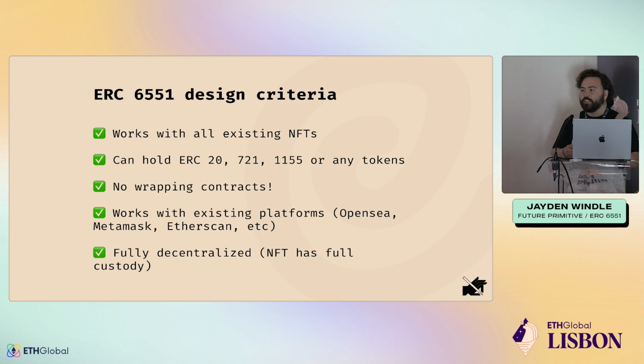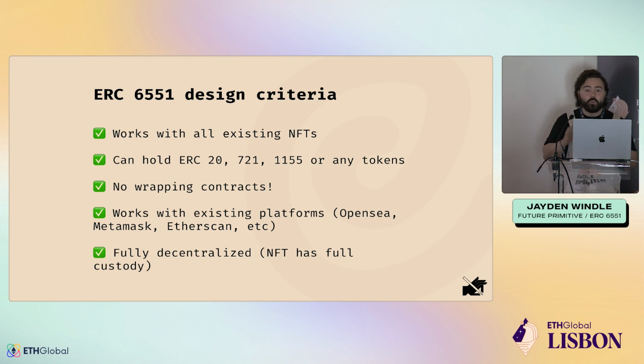We also wanted NFTs to be able to own anything. It shouldn't just work with some types of assets. It's no fun if your NFT can only own other NFTs in the same collection. NFTs should be able to own anything. ERC20s, 721s, 1155s. If somebody comes out with a crazy new token standard tomorrow, it should work with your NFT. Your NFT should be able to own it.